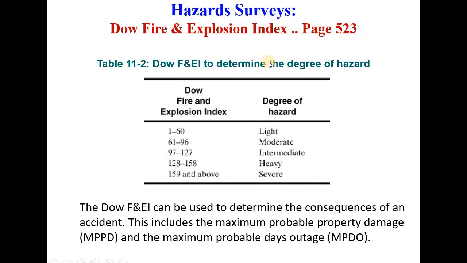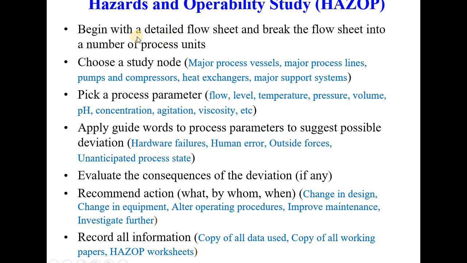So now, just to get an idea, if you have a fire and explosion index of 1 to 60, you can say that the degree of hazard is light. If you have it from 61 to 96, it's moderate, and then it's intermediate, heavy, and it could be severe if it is greater than 159. And this index is used to determine the consequences of an accident. This includes the maximum probable property damage and the maximum probable days outage. So what damage and how many days you're going to lose of that. So that is the hazard study, okay? That is the hazard study.